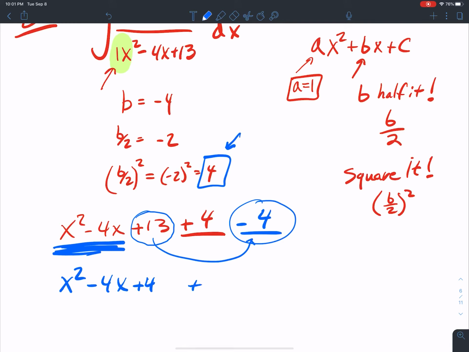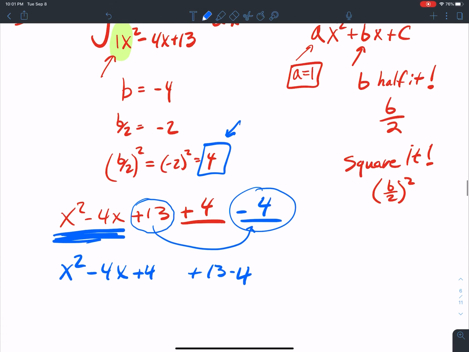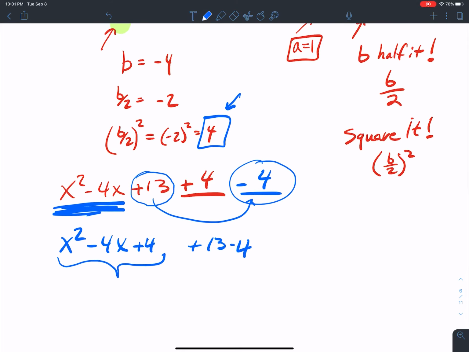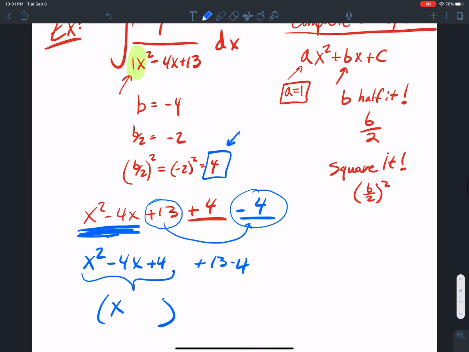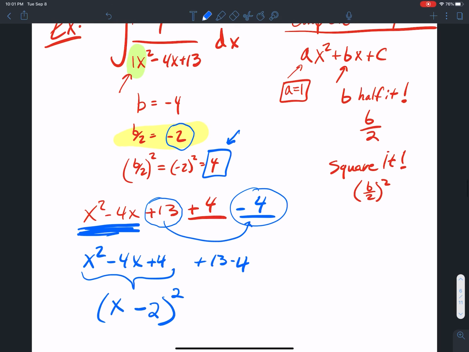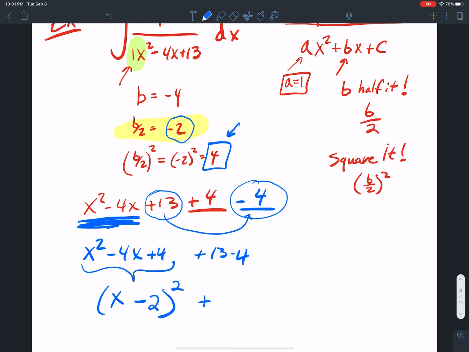And then over here I have the plus 13 and the minus 4. Okay? So this right here, why do we call it complete the square? Because it factors beautifully. This will factor to x, and then whatever half of my b term was goes in the parentheses. So whenever I half -4, I got -2. So I'm going to put -2 in here, and I square it. Okay, so that's what it factors to. That's what's kind of cool about this technique.